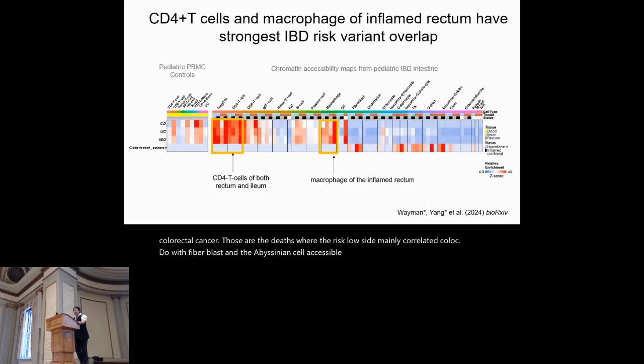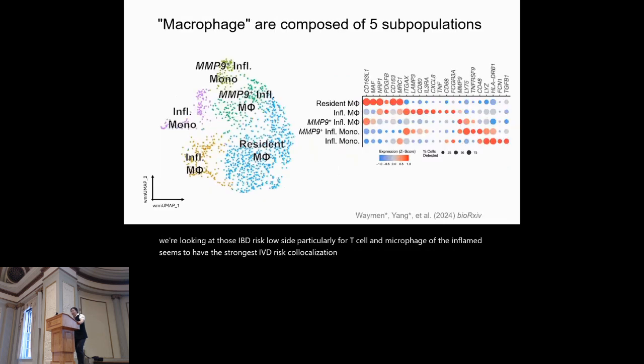So zooming into this heat map, we're looking at those IBD risk loci. In particular, CD4 T cells and macrophages of the inflamed rectum seem to have the strongest IBD risk co-localization. So from there, we decided to zoom in, particularly looking at the macrophage population here.